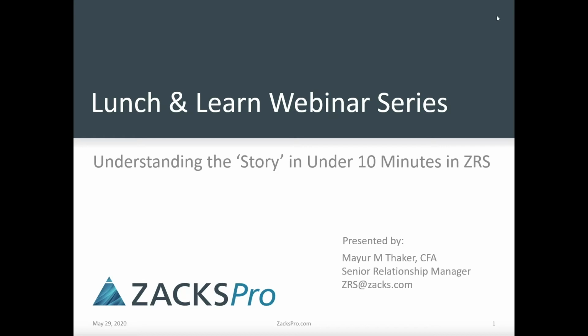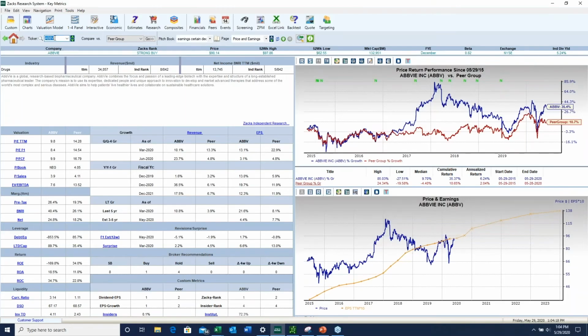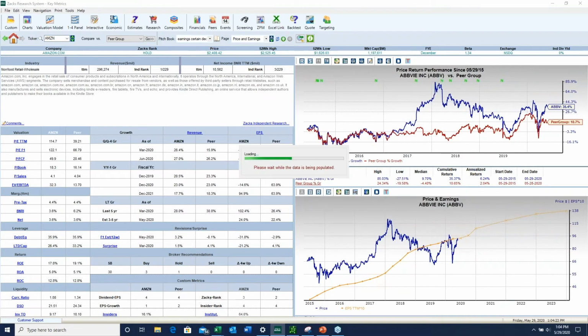So today's examples are going to be Amazon and AbbVie. We're just going to take those two, since those are companies that we're all pretty familiar with, but there's a lot that we may not know about them. So in my ZRS, I'll type in Amazon, and I'm going to have it set to the peer group. And we're going to talk about who exactly is in that peer group in just a second.